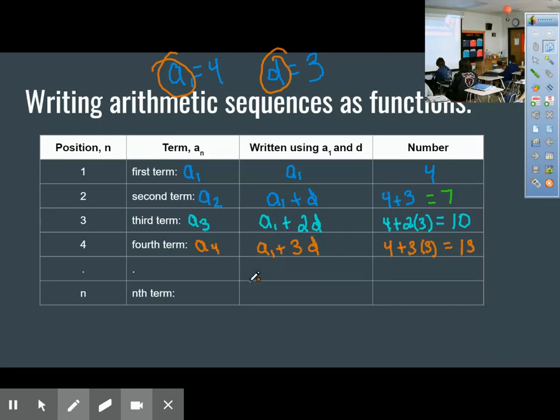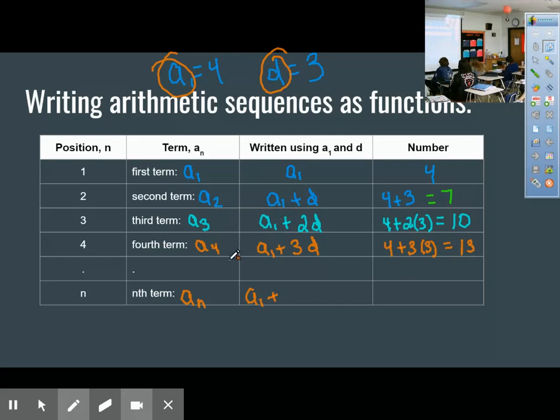Now, so to get, this says A, so the nth term would be A with a subscript of n. To get that, notice each time all of these started with the first term. Well, no matter which term you're looking at, you're always going to start with the first term. And you're going to add the difference to it, but I won't add it n times. Like whenever it was the fourth term, notice I added it 3 times. Whenever it was the third term, I did 2 times. Second term, I only added it once.